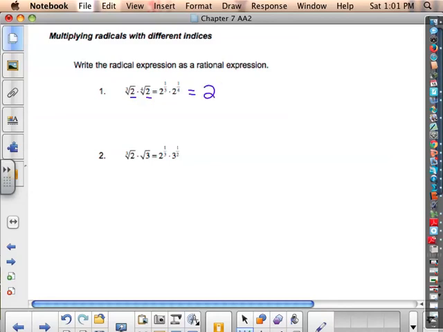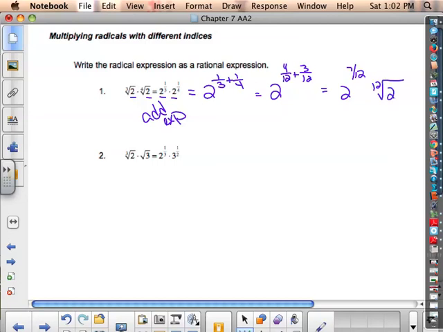I have 2 to the 1/3 times 2 to the 1/4. Like bases, add the exponents. So this will become 2 to the 4/12 plus 3/12, which gives me 2 to the 7/12. I can rewrite that then in radical form as the 12th root of 2 to the 7th.